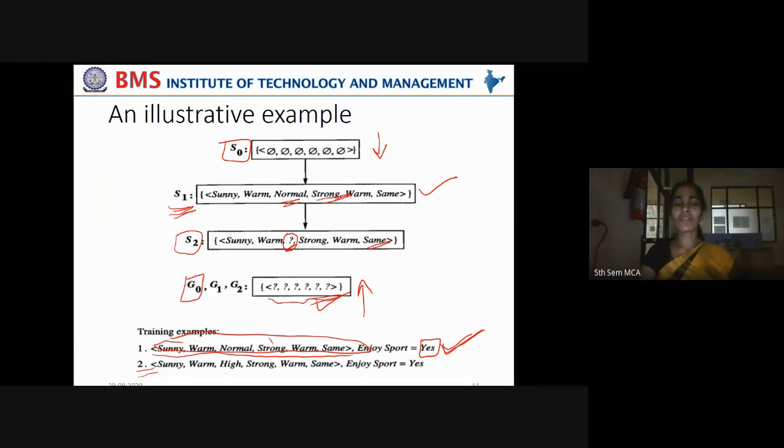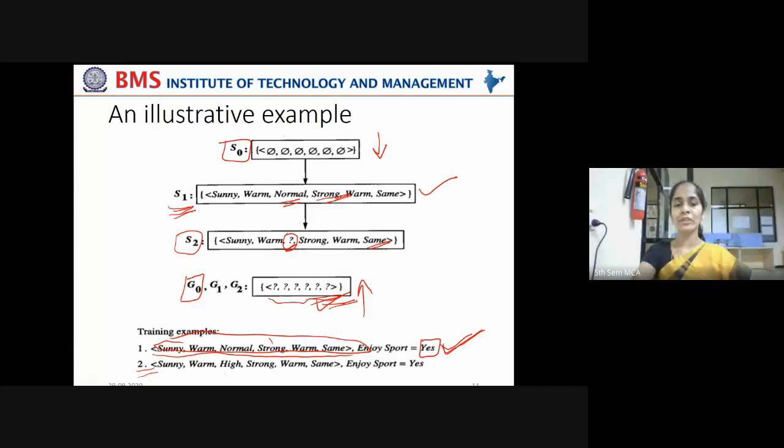You're with me or you're sleeping? Students, does the general hypothesis on the bottom of this version space, is it consistent with the training example too?